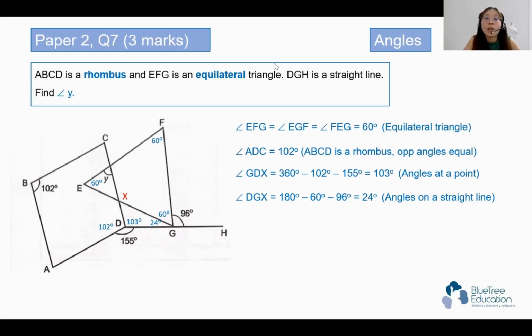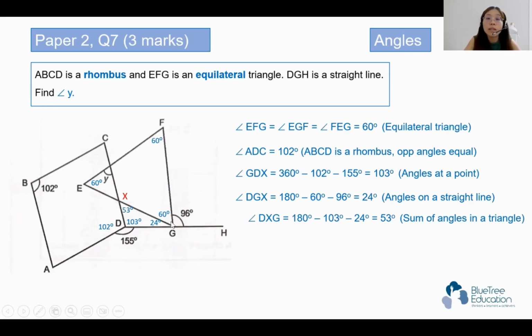So anybody wants to help me? Which other angles do you all think you can find? We are very, very close to Y already. Just a few more steps. Do you all want to type in the chat? Okay, thank you very much. DXG, very good job. Okay, so you can find this angle here by finding sum of angles in a triangle, right? It adds up to 180 degrees. So you take 180 minus 103 minus 24, and that will give you 53 degrees.